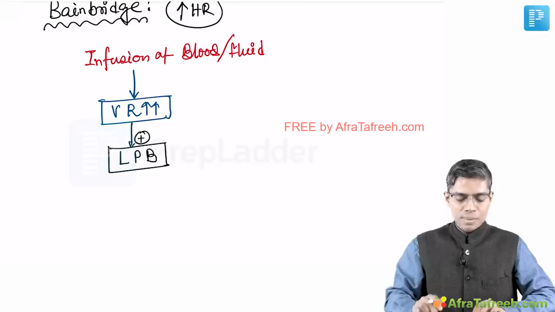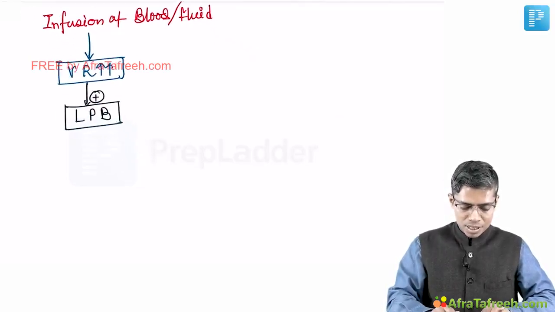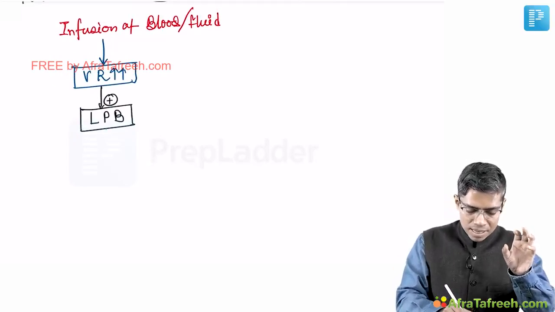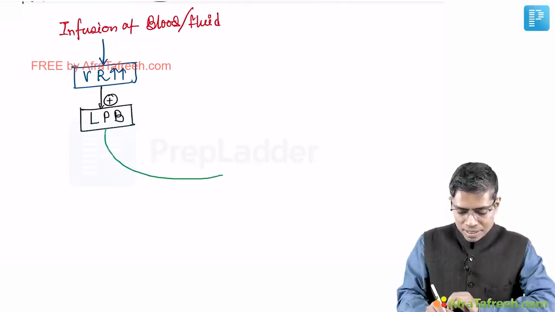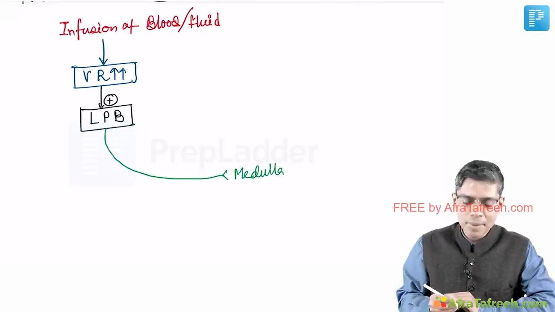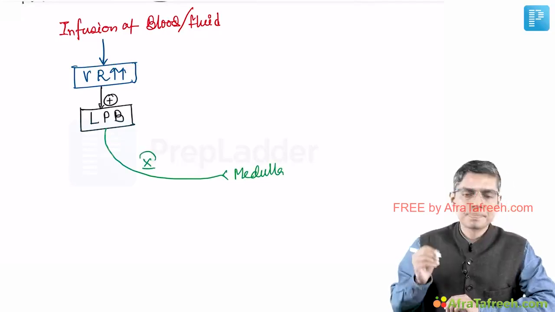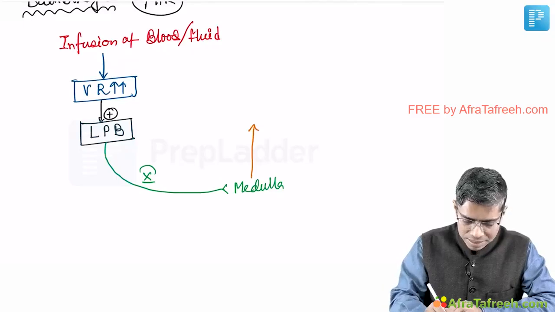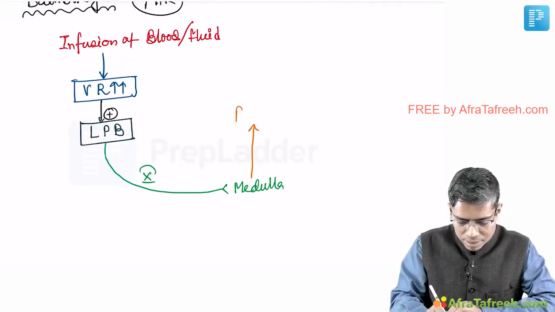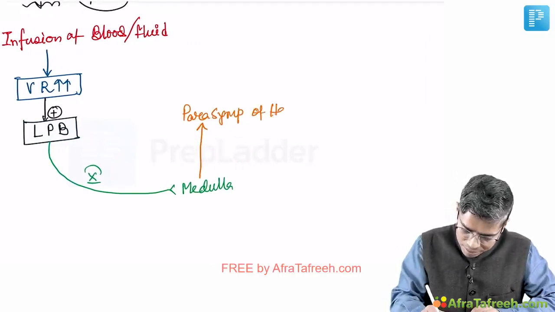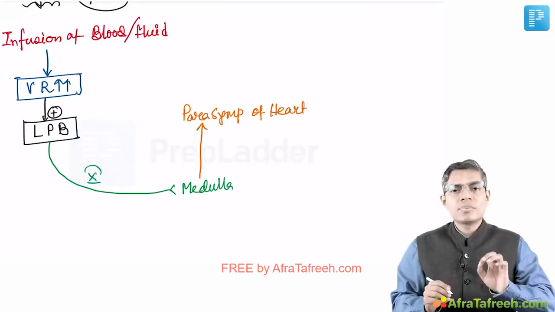Now, when the low pressure baroreceptor, which is located in the right atrium wall, is activated, the vagus nerve is the afferent. This vagus nerve will bring the signal to the level of the medulla, right? So this is vagus. And from the medulla, the efferent is nothing but the parasympathetic system of the heart, mainly the parasympathetic system of the heart.